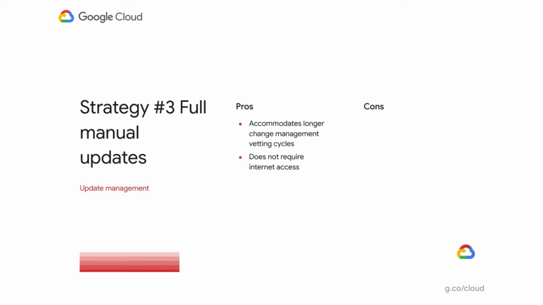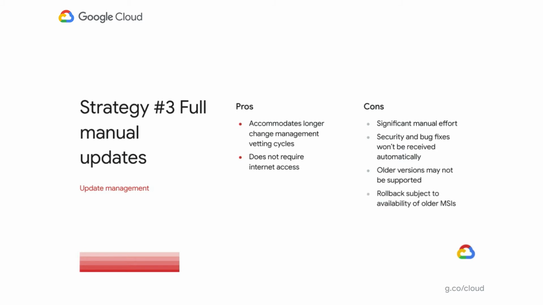There are a number of risks to this strategy, though. First of all, there is a significant manual effort, and not only is that time consuming, but you should also bear in mind that all manual processes are prone to error. Security and bug fixes won't be received by these browsers automatically, so there's a risk they'll miss a critical fix. If these users are still on an older version of Chrome, the version they're using may not be supported. And if you run into a problem requiring a rollback, you'll have to have access to an older MSI in order to perform that rollback manually.